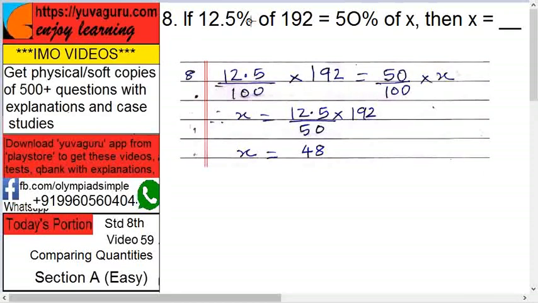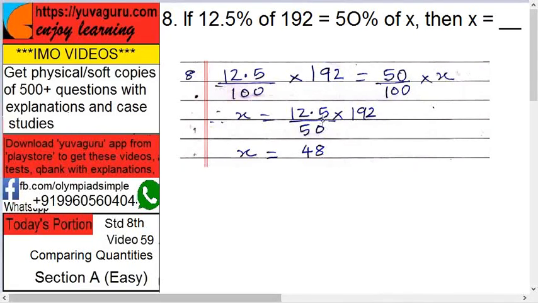Next, if 12.5% of 192 equals 50% of x, then find x. See here, 12.5% of 192 means 12.5 upon 100, percent means 100, of means into 192, equals 50 again upon 100 into x, of means into. So just solve this now. 100 gets cancelled and x becomes 12.5 into 192 upon 50, right? Now if you solve this, you will get the answer as 48.